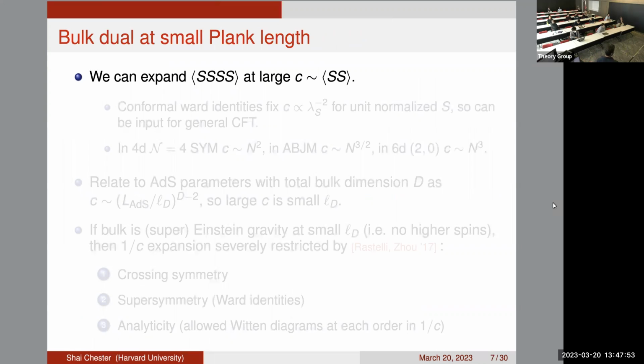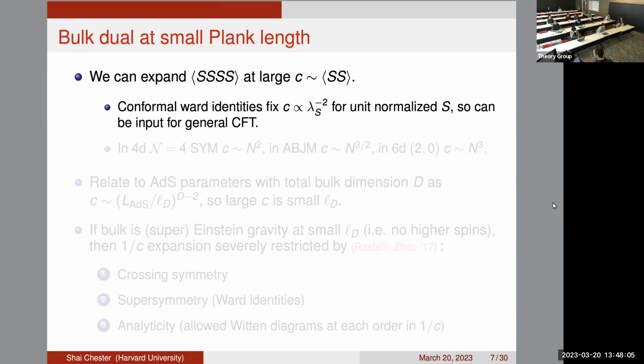Let's imagine we expand our 4-point function in the large C regime, where C is defined as the coefficient of the canonically normalized stress tensor 2-point function. So why is it convenient to think of C? Two reasons. From the CFT perspective, C is inversely proportional to the stress tensor OPE coefficient when we unit normalize it. And so this means that there's a way of inputting C into the bootstrap in some kinematic way. We can use C as kind of a dial to dial which theory we want to look at, big C, small c, etc.